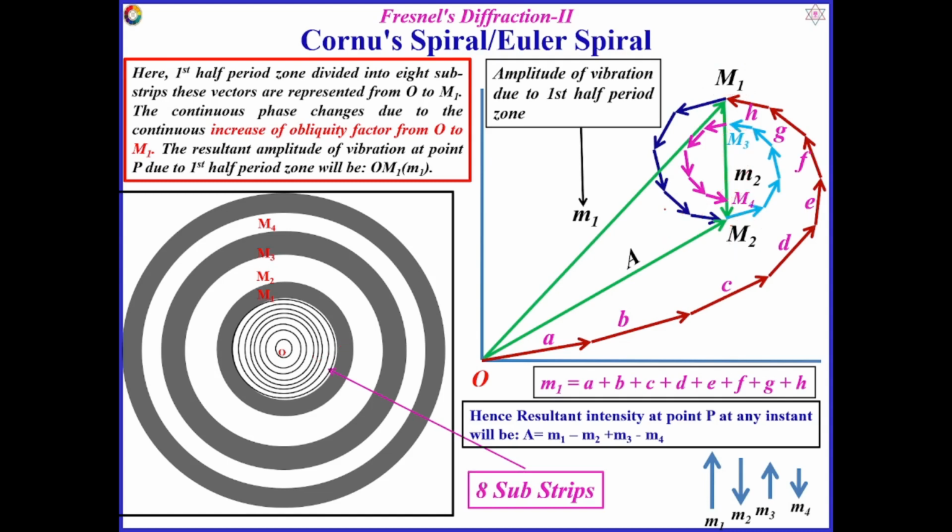Fresnel got this spiral-like structure, which mathematically represents the distribution of the amplitudes of all the half period zones by considering strips. It is called the Cornu spiral or Euler spiral. The same thing is written here: these vectors are represented from O to M. For the first half period zone it is written.